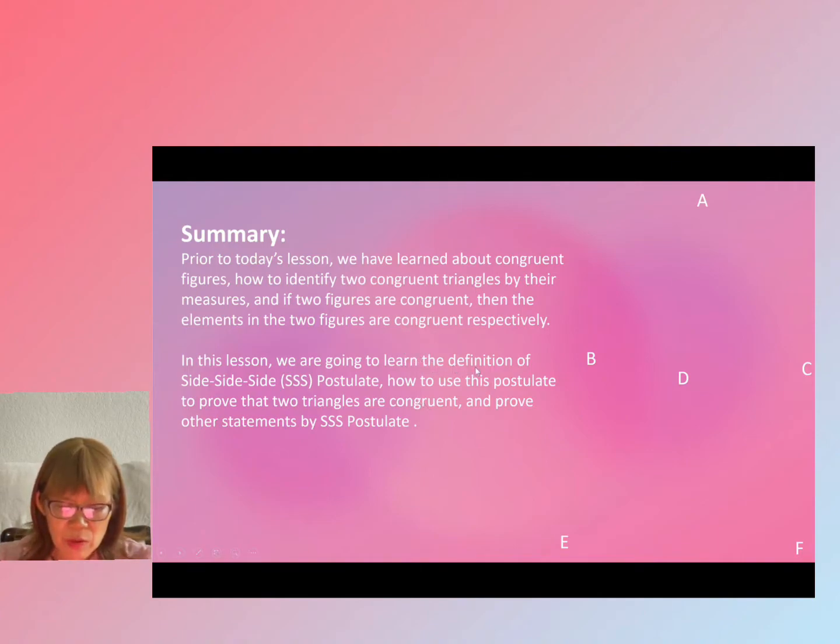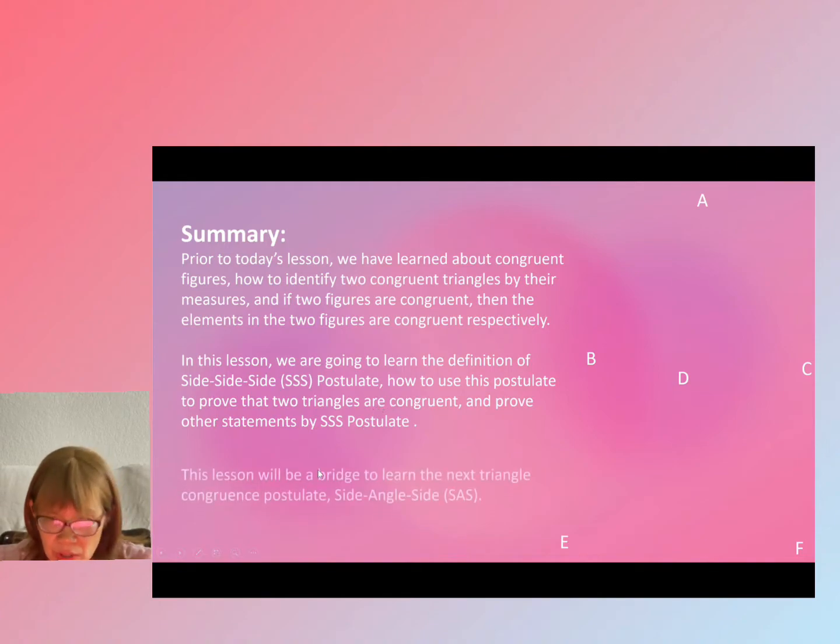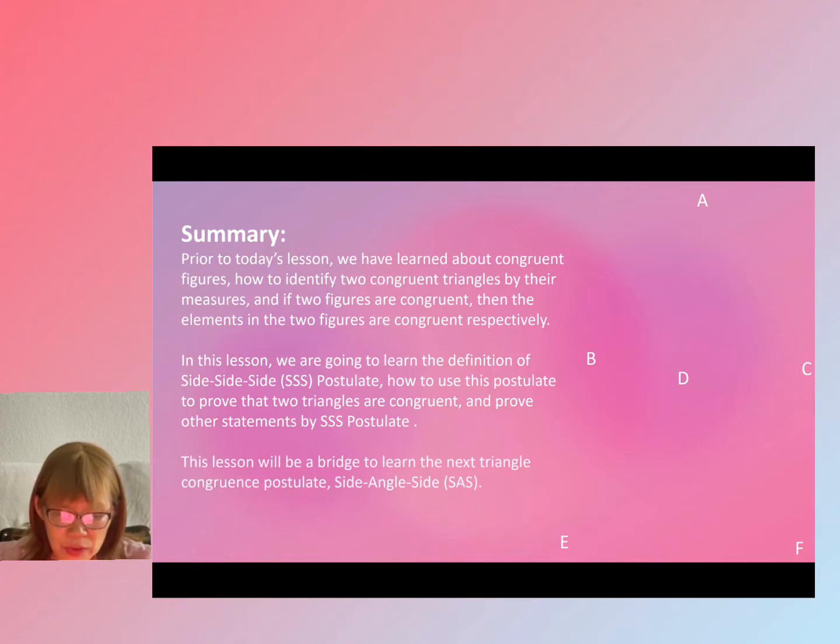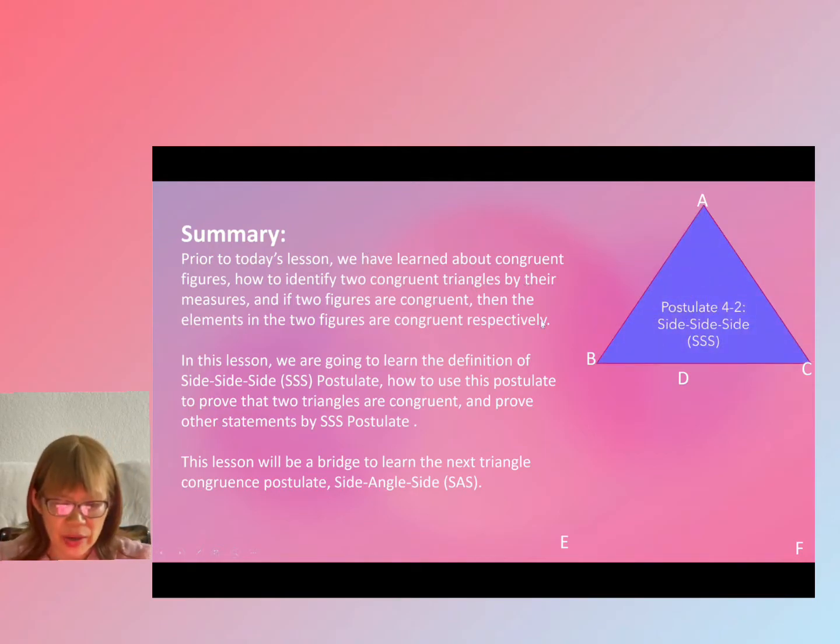Okay, let me repeat again, Leslie, so that you remember. We need to learn the definition of the postulate, and we need to use this postulate to prove the other statements. That's the key point for today. And this lesson will help you. Next lesson, we're going to learn the triangle congruence postulate by side-angle-side. Okay, you will make a stand for the next lesson.